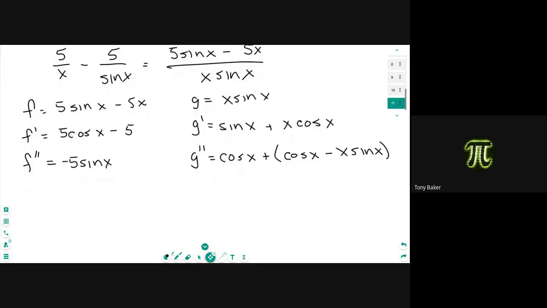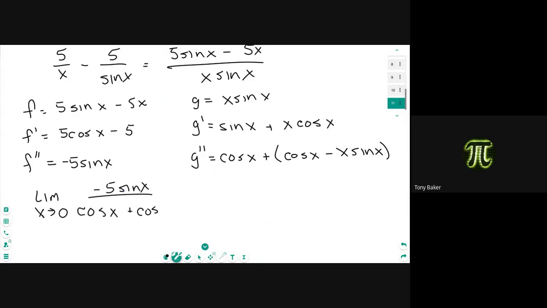So see if this works. We plug in 0, we get 0 on the top. 1, 2, 2. And anticlimactically, it comes out to be 0.